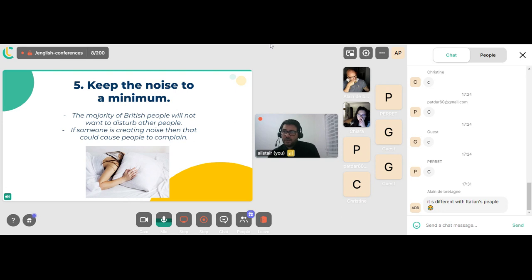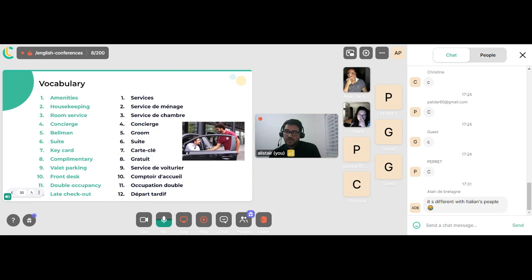But guys, I think we are coming to the end of our conference presentation today. We've got a little bit more vocabulary to run through. So here we go. Let's have a look at some more vocabulary words that can help you with your English language and being the perfect host. So let's run through the vocabulary list. We've got amenities, housekeeping, room service, concierge, bellman, suite, keycard, complimentary, valet parking, front desk, double occupancy, late check-out. Okay, some more very helpful vocabulary for English language and being the perfect host.